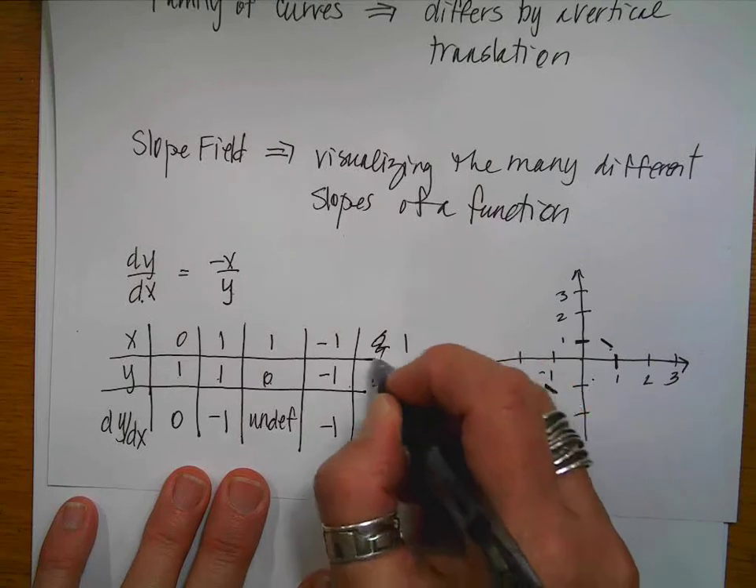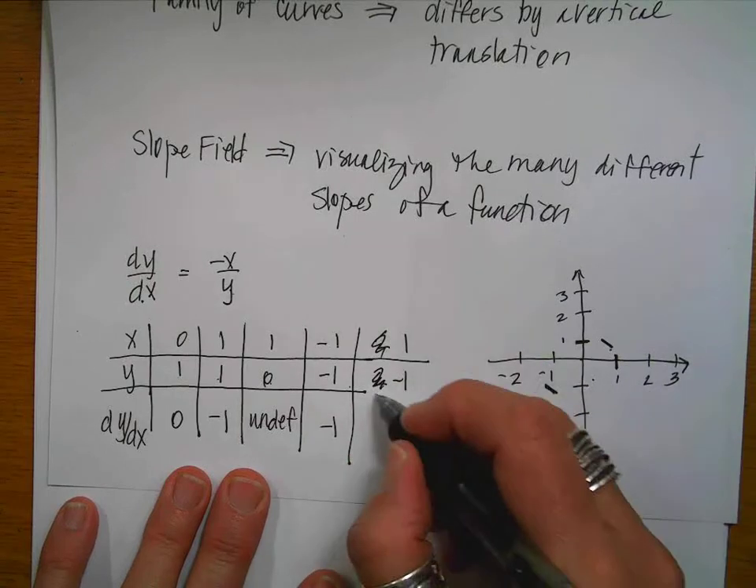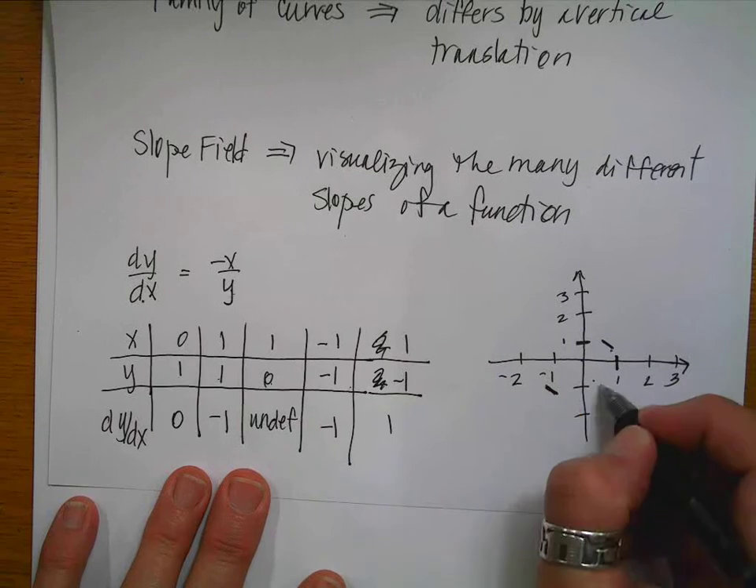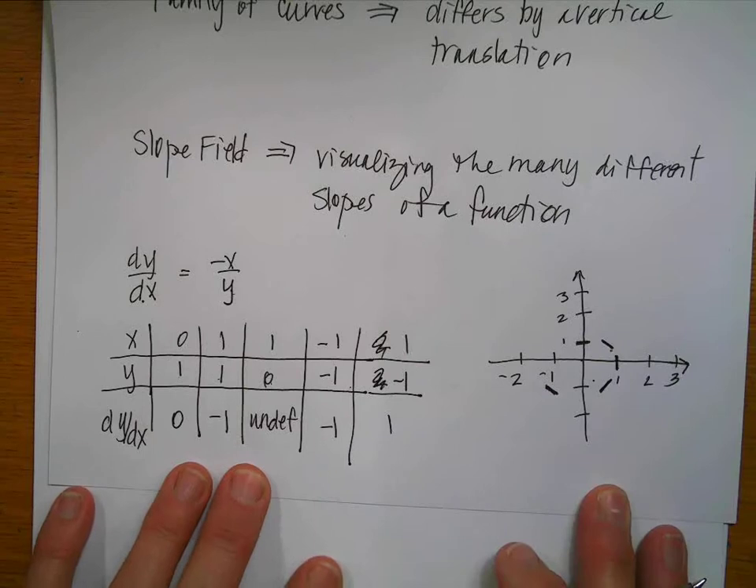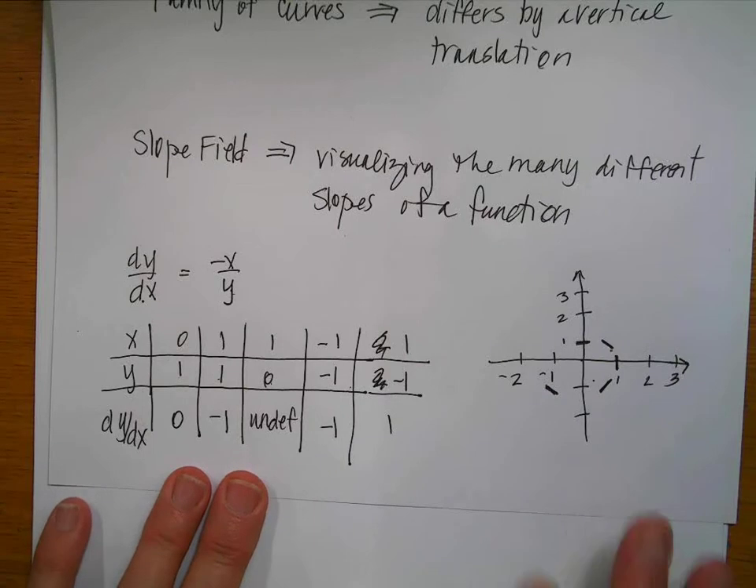And then if I chose 2, 2, then my slope would be, oops, I skipped a point. Let's choose 1, negative 1. Okay, so let's come over here, and my slope would be a positive 1. So right here at 1, negative 1, I would have a positive slope, okay?